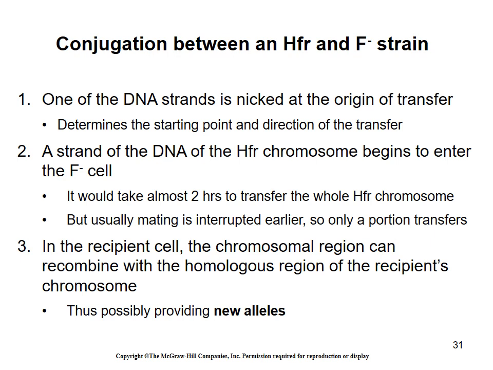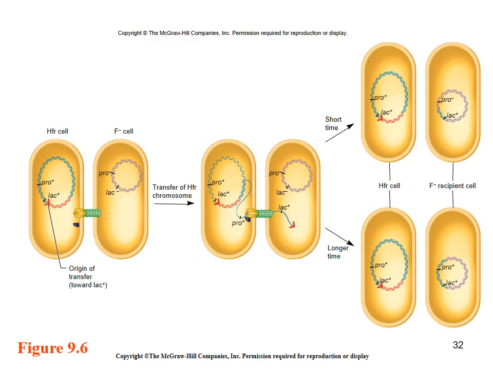Once the chromosomes are in the recipient cell, they need to be integrated into the new host, or into the recipient's chromosome. And in order to do that, we have to look for a homologous region so that we can provide possibly some new alleles to this recipient cell. I guess it's best for me to show you an example instead of just rambling off some of the steps. So let's take a look at our next slide.